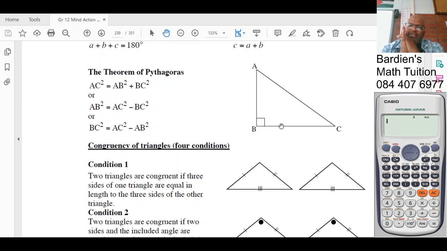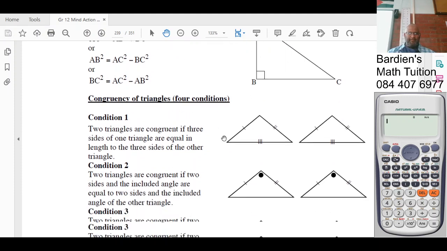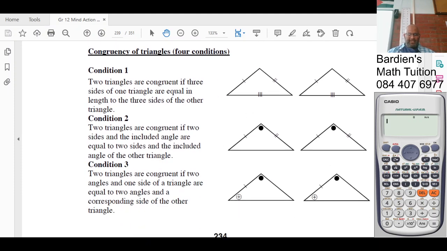Or you could have represented, if you want to calculate AB, you can say the hypotenuse squared, which is AC squared minus BC squared. Or if you want to calculate BC, it will be the hypotenuse, which is AC squared minus AB squared there.